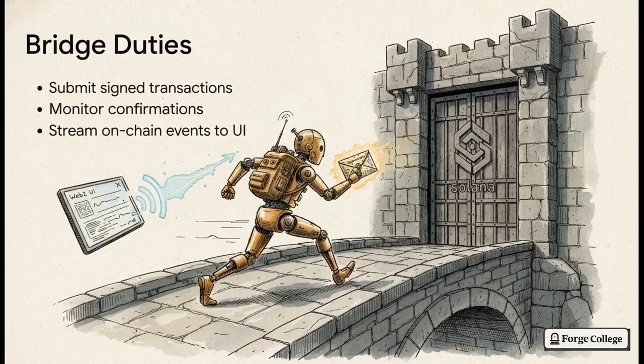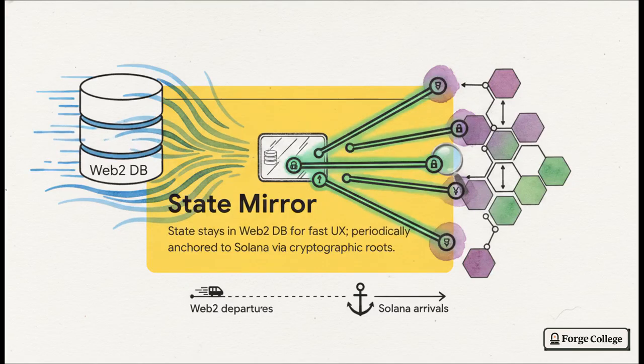Now, in this first pattern, the bridge's specific job is actually incredibly straightforward. It acts purely as a trustless courier. It doesn't make any decisions whatsoever. It just takes a signed transaction from the user, hands it directly to Solana, waits around for the confirmation, and then streams that event back to the Web 2 UI so the user knows they're good to go. Moving to pattern 2, the state mirror.